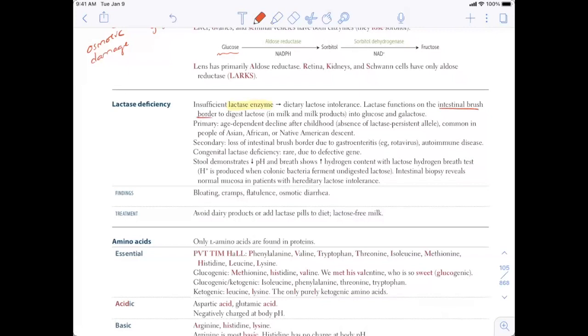Okay, and that brush border enzyme helps you digest the lactose that you have in your milk and milk products, and it breaks down that lactose into glucose and galactose. That's why we're talking about it right here. Okay, so different types of lactose intolerance can occur. You have the primary one, which happens with most people, right? This is a more common one.